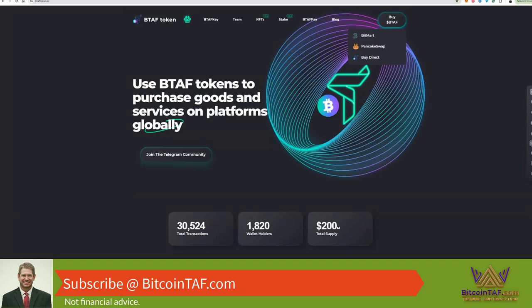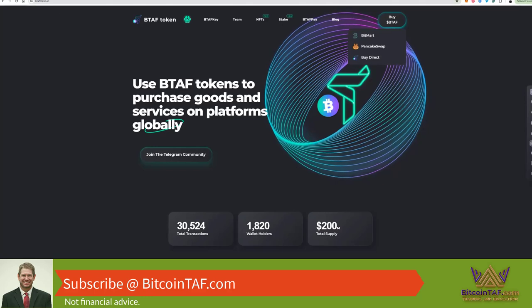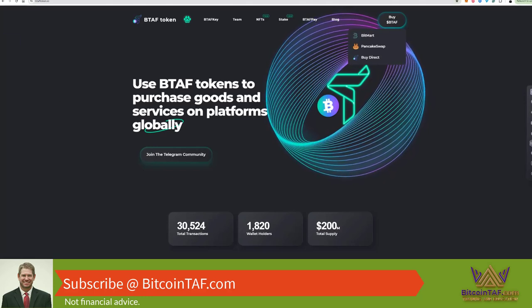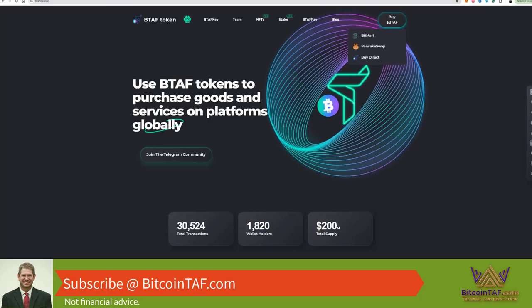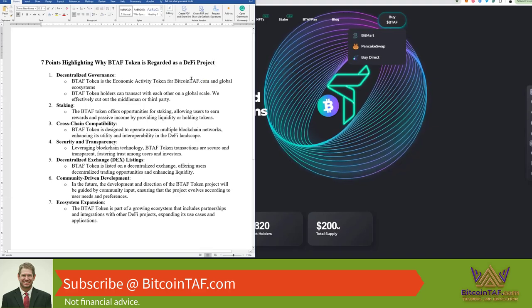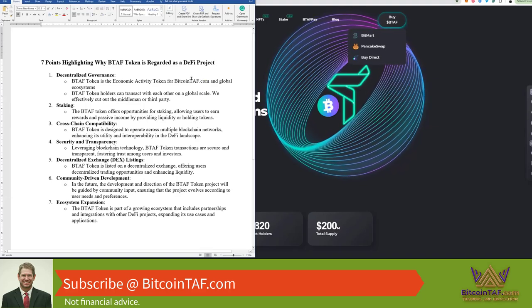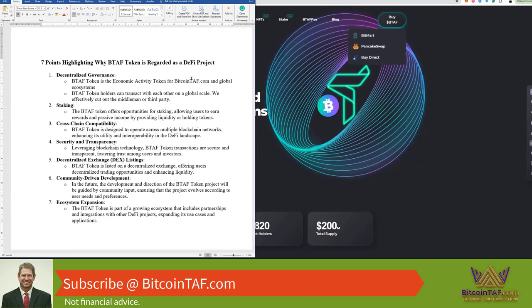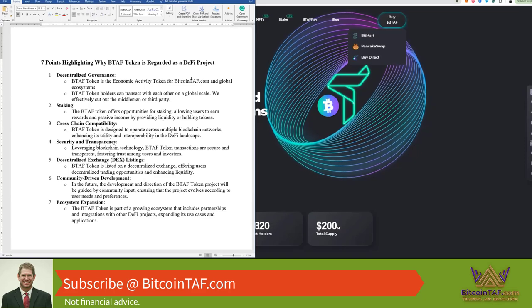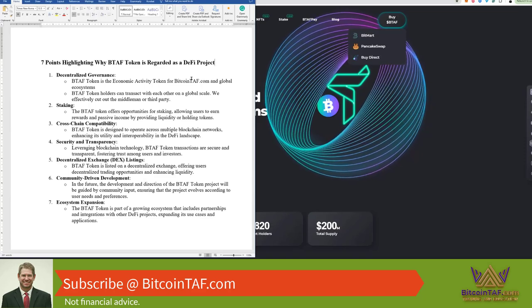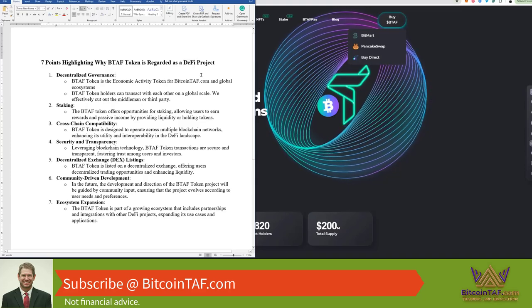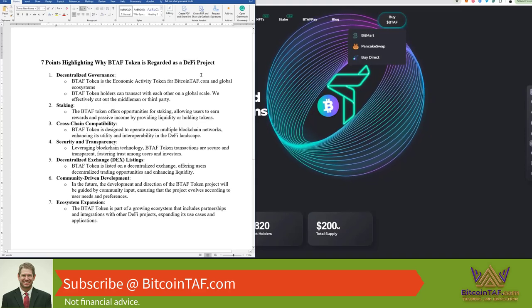So why is the BTAF token regarded as a DeFi project? It's actually really simple. I just quickly wrote up about 7 points, and I'll show them here so that people can go through that with me. Now, the first thing that many people need to understand is, what is DeFi? People hear about it and ask, what is DeFi? It's a capital D, a small e, and a capital F, like what you see there. DeFi basically stands for decentralized finance.